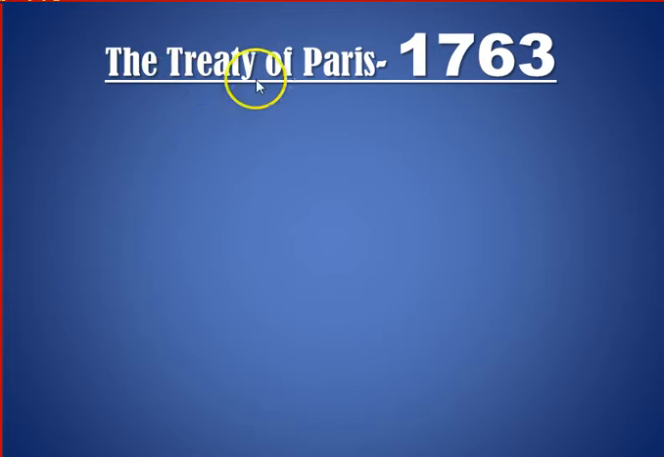Wars are usually ended by something called a treaty. A treaty is a piece of paper that both sides sign to agree on a peace. And usually the losers of a war have to give things up to the winners. The Treaty of Paris of 1763 ended the French and Indian War. And it's important that you have this date because there's going to be another Treaty of Paris 20 years later that's going to be very different from this one.